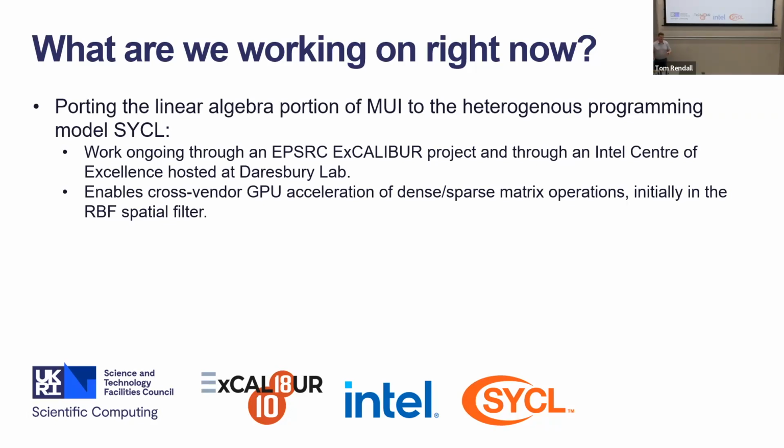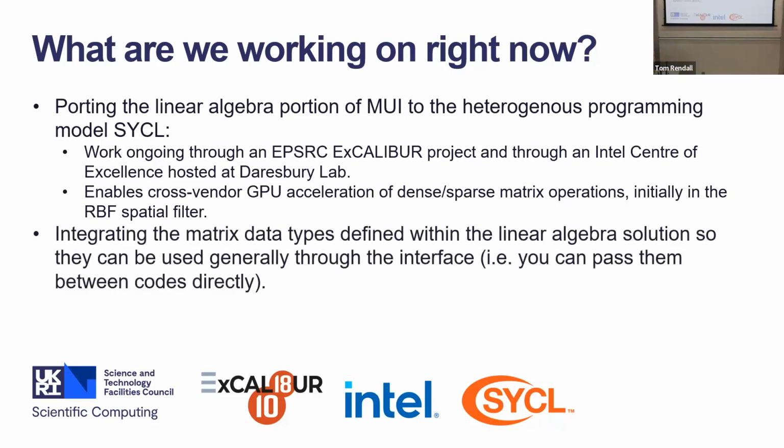So if, for example, you were to introduce your own spatial interpolation method into the library, you could call the linear algebra functions, and then working on the assumption that we've managed to do a good job, you could accelerate that on Intel GPUs, AMD GPUs, NVIDIA GPUs. We're also integrating the matrix data type. We've only recently added this linear algebra capability. We used to have a dependency on a library called Eigen, which we wanted to remove. So we're integrating the matrix data types defined within our new solution so they can be used generally through the interface. What that basically means is if you're using our library at the moment, if you want to send a matrix from one problem to another, you break that down and send it individually and rebuild it on the other side.